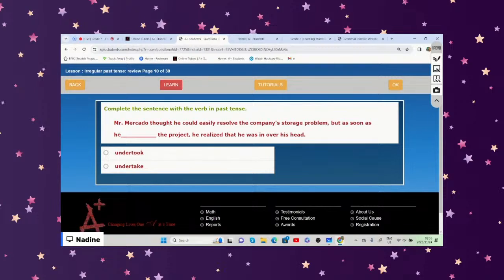Mr. Mercado thought he could easily resolve the company's storage problem, but as soon as we say undertake or undertook, he undertook the project, he realized that he was in over his head. So undertook it is.